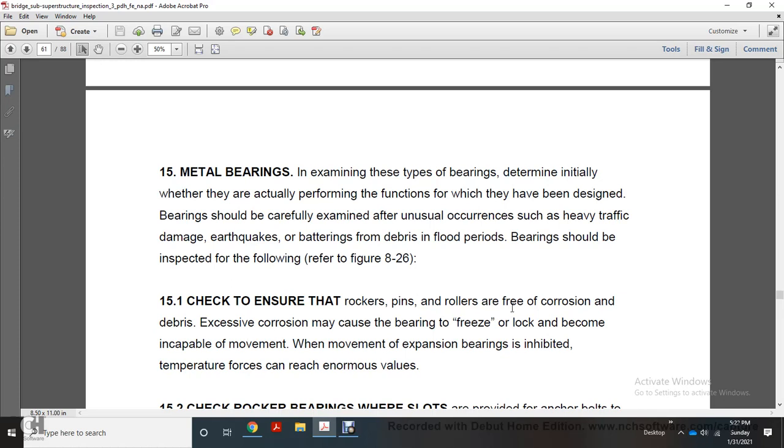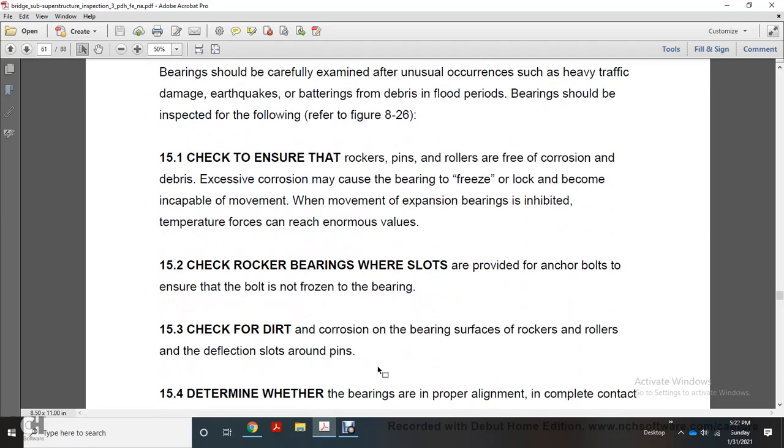Check to ensure that the rocker pin or roller is free of growth and debris, free from expansion, and not frozen or locked, becoming incapable of movement. When the expansion bearing is inhibited, the temperature force can reach enormous values.